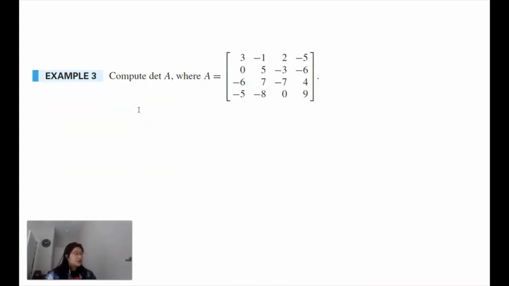This example, let's try to pause the video and think about how you're going to do this. What is this determinant? So pause the video, think about it, and then we will work on it.